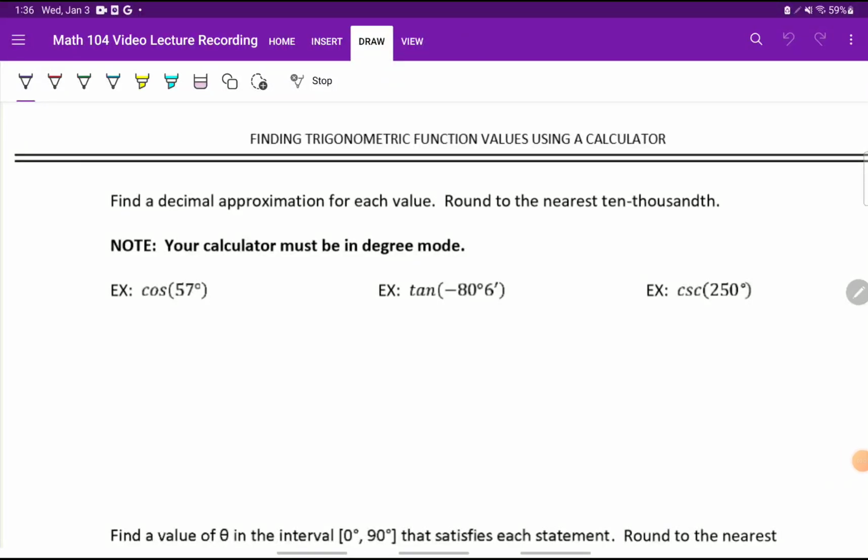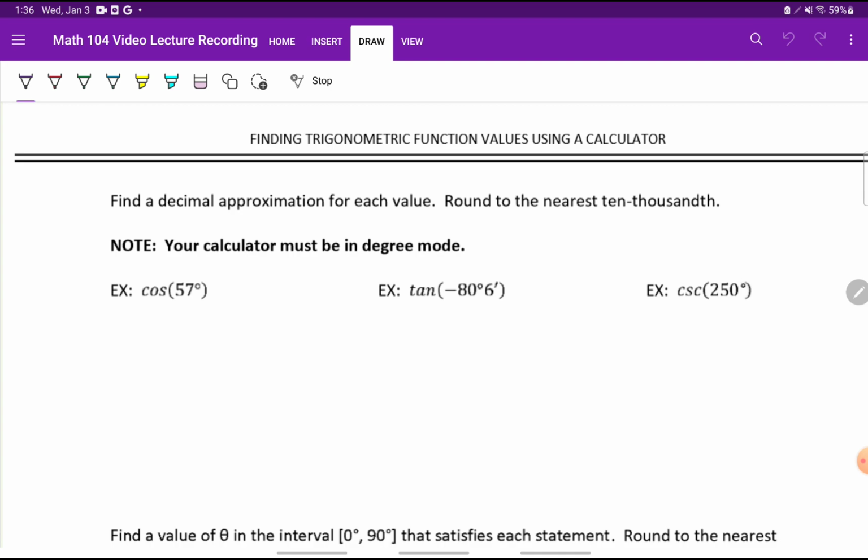In this video, we'll be talking about how to find trigonometric function values using a calculator. We're going to be using our calculator to find values throughout this course, and our ability to use it properly is critical. We want to find a decimal approximation for each value. We'll round to the nearest 10,000th. Please note that your calculator must be in degree mode.